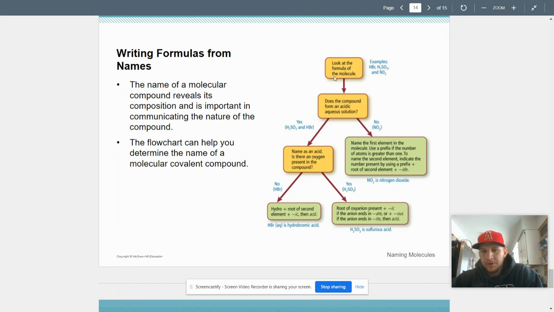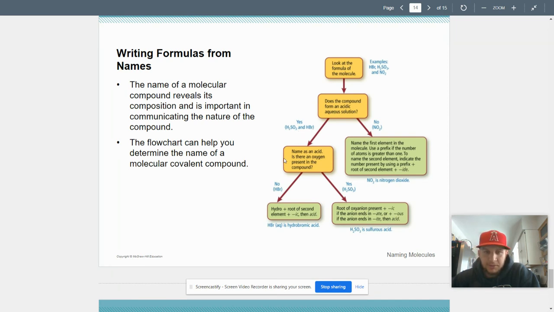And basically what we're doing here is, if we're given a formula of something, like HBr, H2SO3, and NO2, does the compound form an acidic solution in aqueous solution, meaning when it's dissolved in water? And if it's yes, which are going to be our ones that lead with those H's, we know that inclusion of our hydrogen ion is going to make our compounds acidic. So if we say yes, which our H2SO3 and our HBr are acidic, we would come over here.